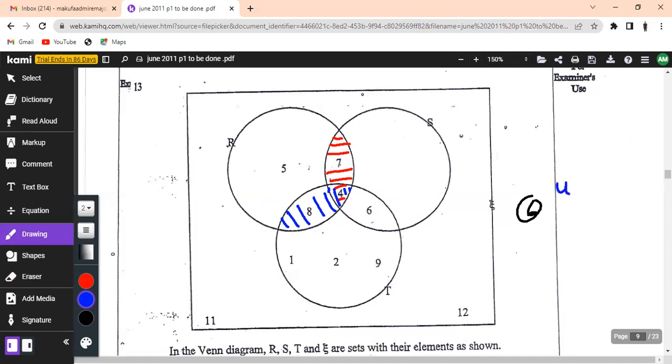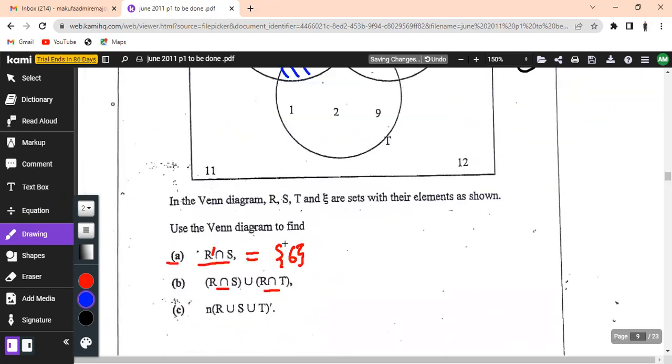And union means combine everything. So we have got 8, 4, and 7. These are the elements that you're going to combine together, which is 4, 7, and 8. So that's what we had there. Yeah, so let's move on to another one.